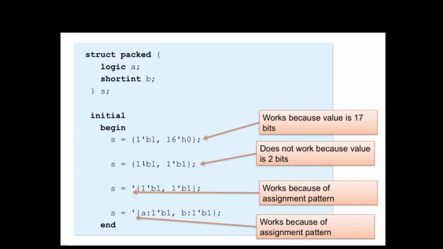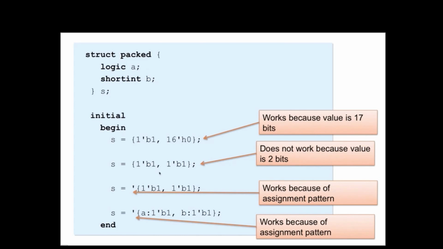Because if you did it like this, where we concatenated a 1 and a 1, what's the problem here? This is only 2 bits, right? So this 2-bit value, because s is 17 bits, will get extended out to 17 bits, and the two ones will end up in b and not in a. Now to solve that, you make an assignment pattern, and now the lower value will go into the lower field and the higher value will go into the higher field. Now it works because of the assignment pattern.